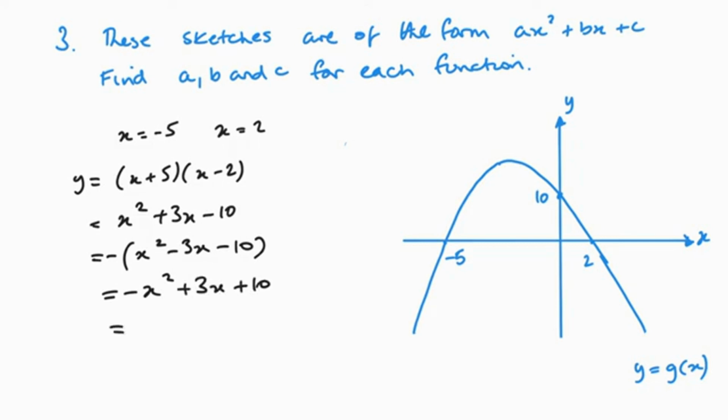Now we can see, and I might write this the other way around, but it's all the same. Now we can see that this is working. Our value of c works, our shape of the graph matches the sign of the x squared, and obviously we know our points work because that's where we started from. So here our A is minus 1, our B is 3, and our C is 10.